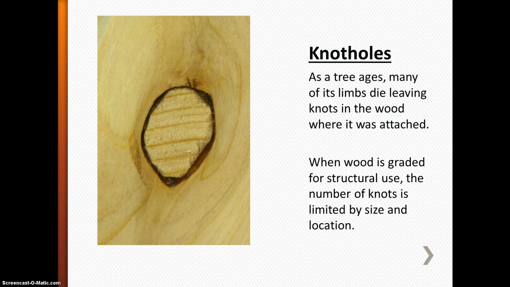Now when we fell a tree, different things happen to it. It's a living, breathing organism. Whereas the tree grows and the limbs grow and die or get cut off, they leave what's called a knot hole where it was attached, as you can see in this illustration. Wood is graded by its structural use, and the number of knot holes is a lot of times limited by the size and the locations where this wood is going to be used. Normally you don't see this in furniture.